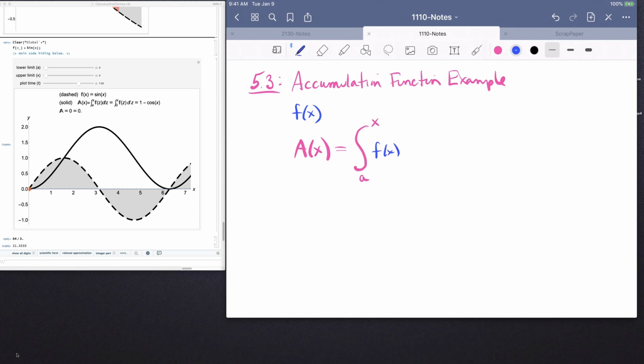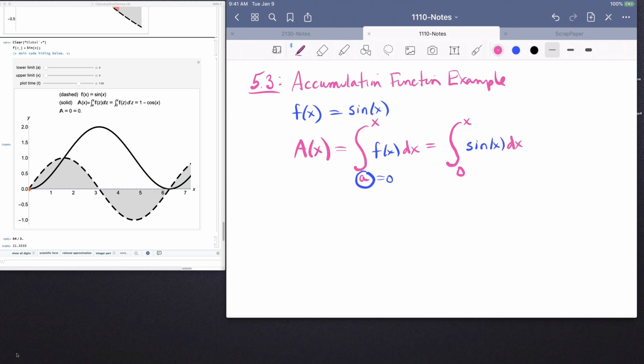function that we had. Okay, so in this example we're going to look at the function itself being the sine function. And we're going to choose a is equal to 0. And so we are going to find an accumulation function for 0 up to some number x of the function sine of x dx. Okay?